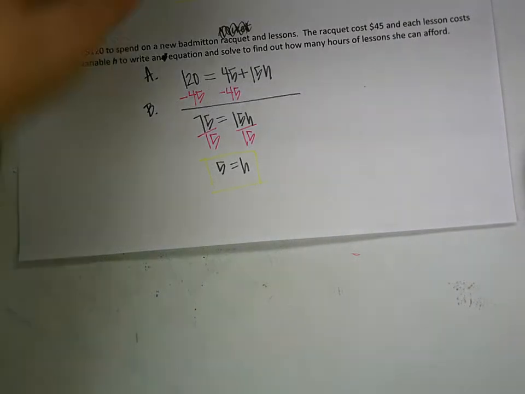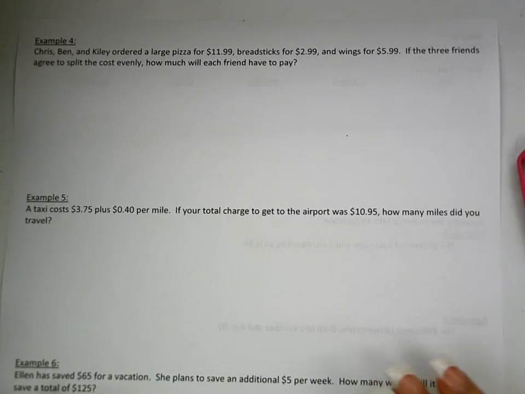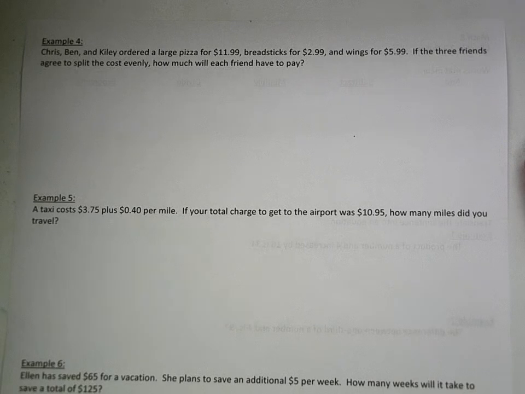Good? Okay. Next one, number 4. It says Chris, Ben, and Kylie order a large pizza for $11.99, breadsticks for $2.99, and wings for $5.99. If the 3 friends agree to split the cost evenly, how much will each friend have to pay? How would you do that? Exactly, add up all the prices and divide it evenly.